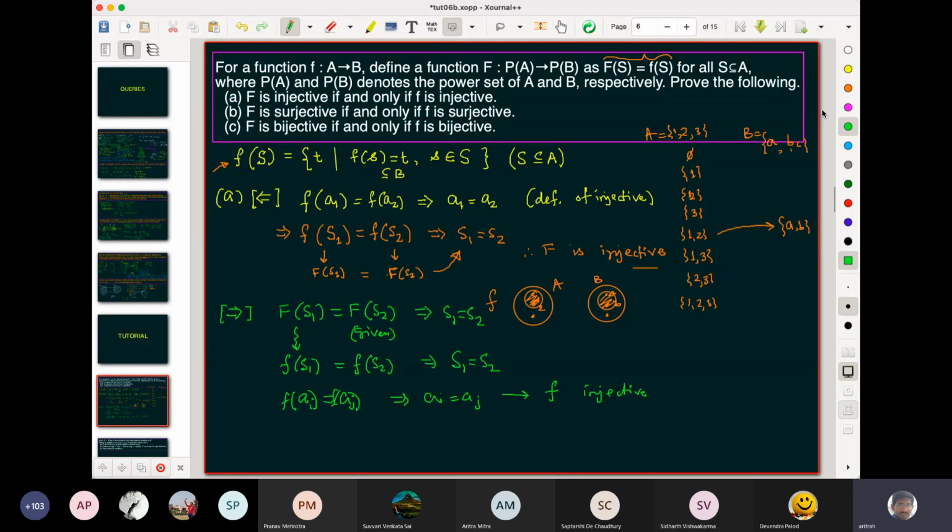Okay, the surjective one. Can you come up with the surjective one, this side, let's say? What is the definition of surjective? When is f surjective? Suppose for any b belonging to B, there exists an a belonging to A such that f(a) is equal to b. That is the definition of f being surjective, which is given in our case.